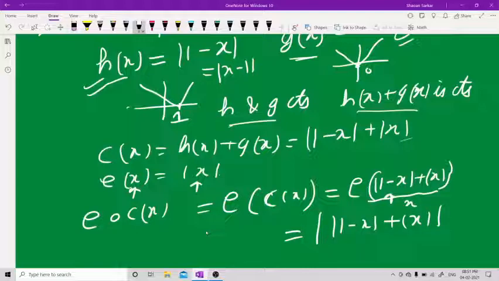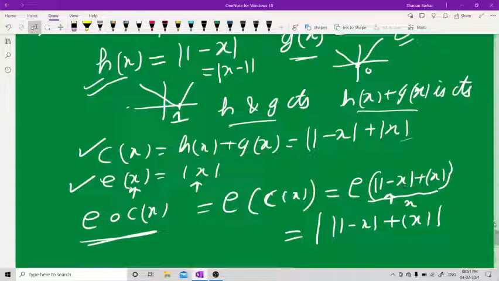I told you that if f is continuous and g is continuous, then f∘g is continuous. That is something I told you earlier, so keep it in mind. Now let me tell you a very important result.